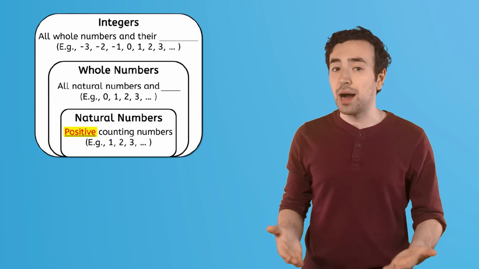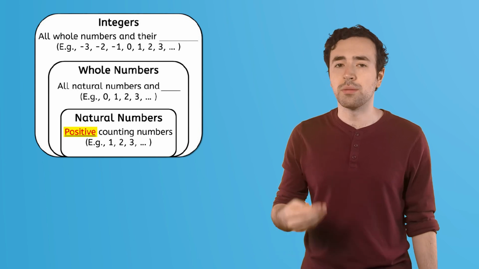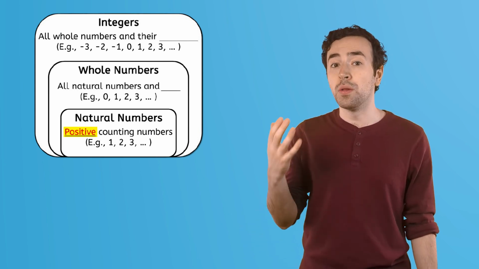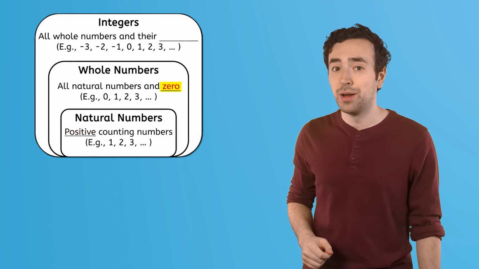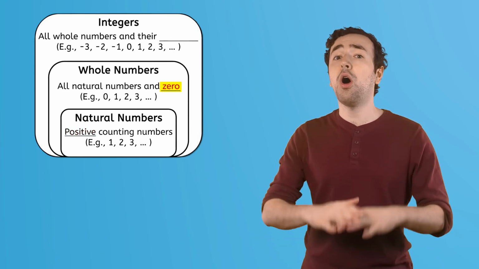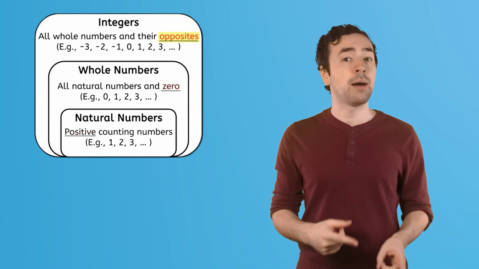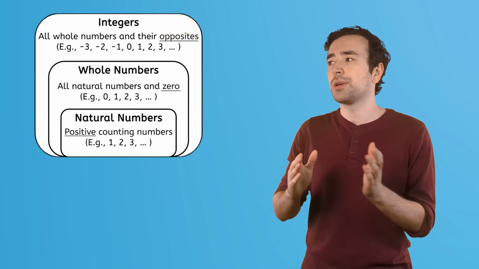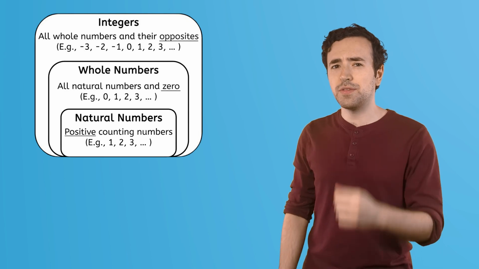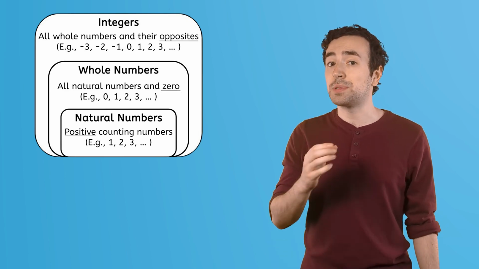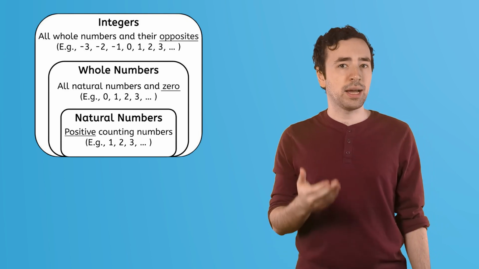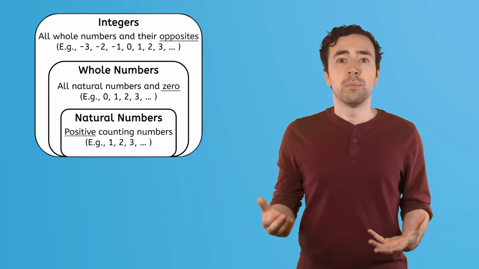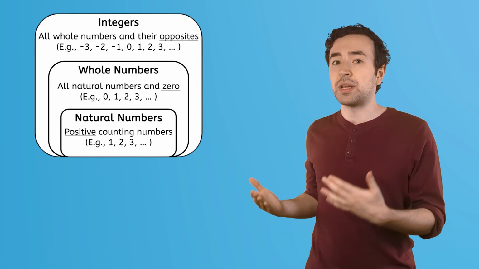Natural numbers are positive counting numbers like 1, 2, 3, and so on. Whole numbers include all natural numbers and 0. And finally, integers are all whole numbers and their opposites. That means all whole numbers and natural numbers are also considered integers. In the previous unit, knowing these categories helped us understand the properties of different kinds of numbers and how to perform operations like adding, subtracting, multiplying, and dividing with different integers.